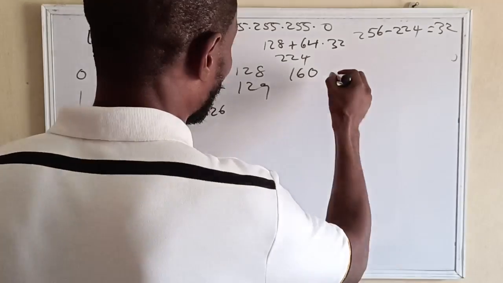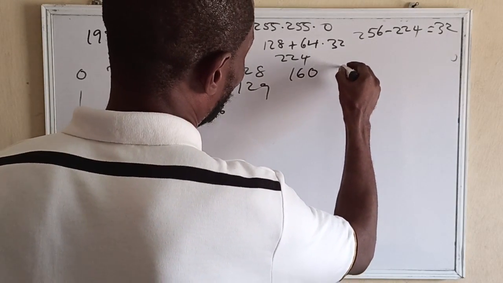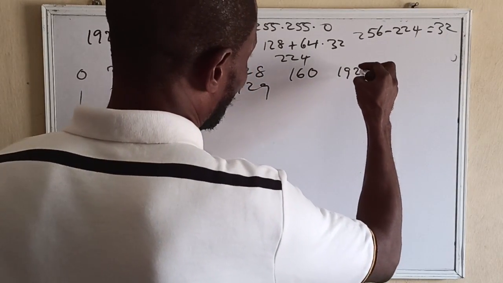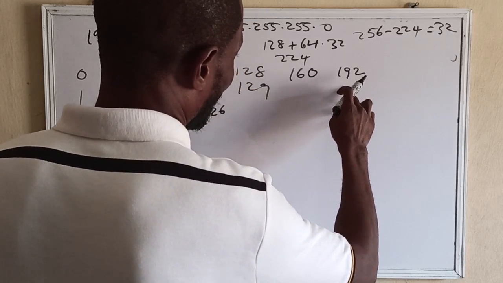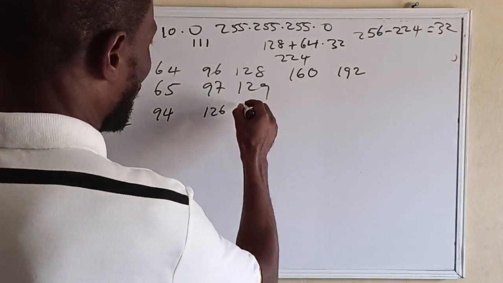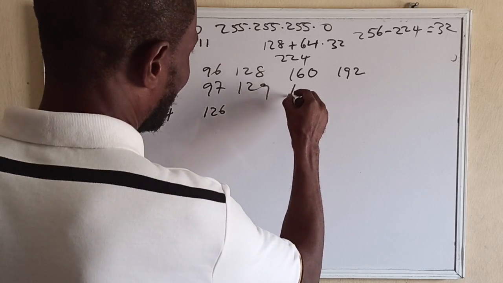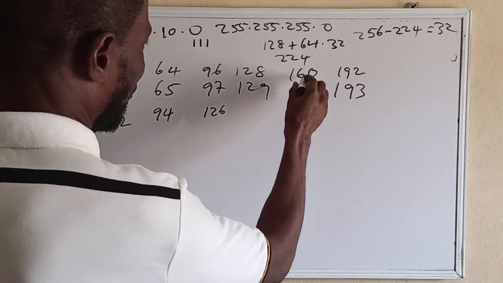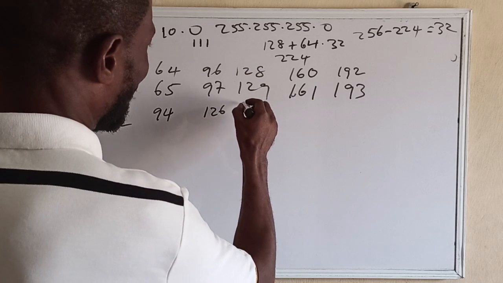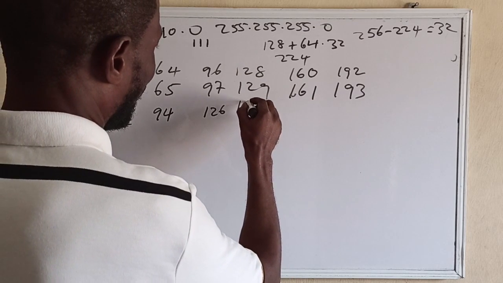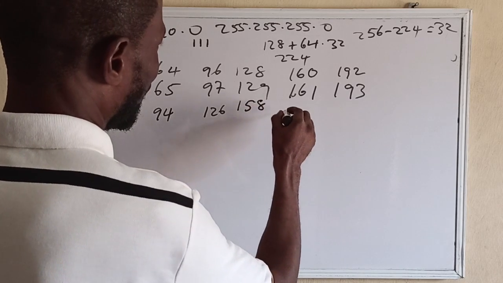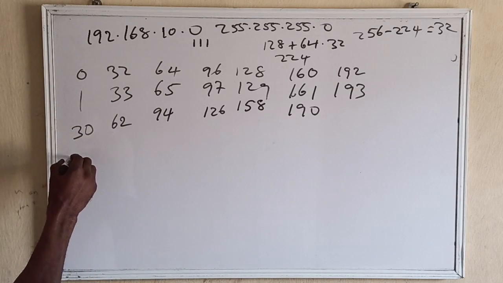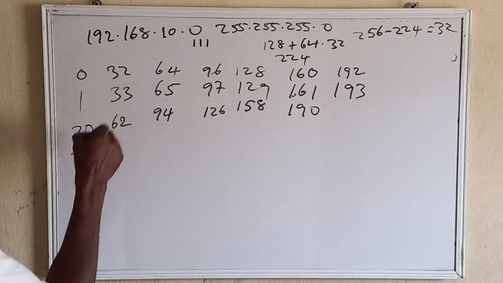160 plus 32 is 192. 192 plus 32 is 224. Now here is 1, so this is 161, this is 193. Before the 160, you get 158. Here you have 190. So you come here, you get 31. That's the broadcast address.